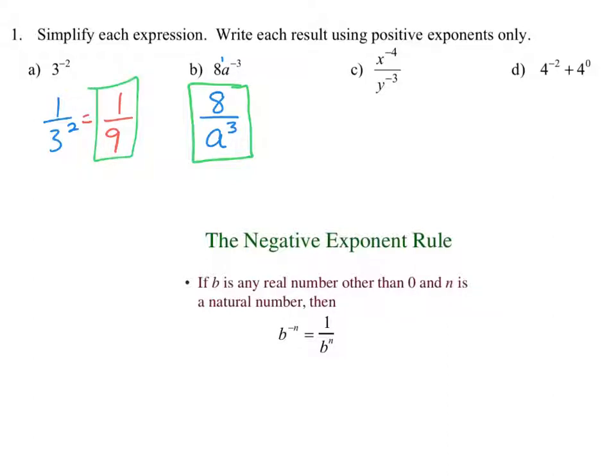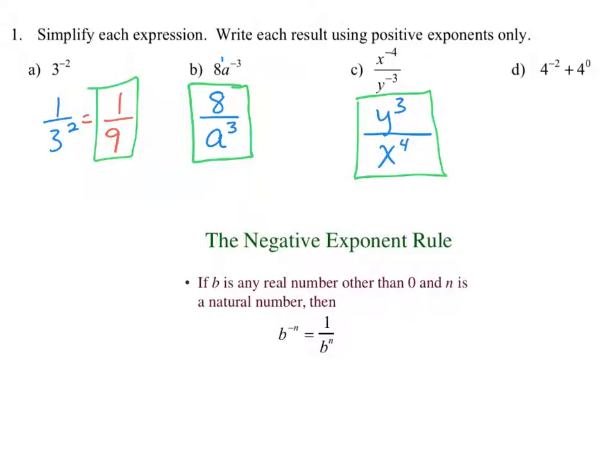Let's look at example C. We have x to the negative 4 divided by y to the negative 2. We can rewrite this by moving these terms, and those exponents will change signs. So the x to the negative 4 in the numerator will become x to the positive 4 in the denominator, and y to the negative 2 in the denominator will become y to the positive 2 in the numerator. So our answer here is y to the second divided by x to the fourth.